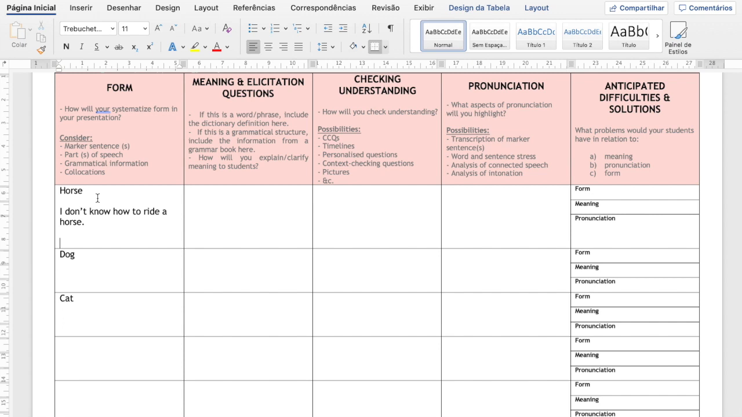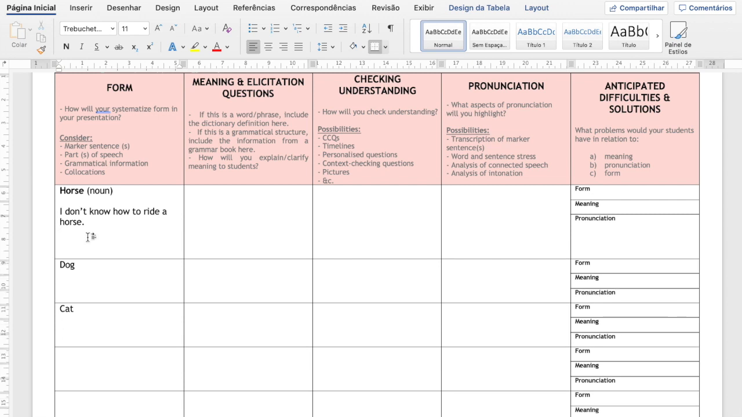Of course, the marker sentences have to be related to the target of the lesson. Part of speech, horse is a noun. Grammatical information. In this case, there isn't much to say because we aren't analyzing any structure. Collocations wouldn't be much relevant here, but we can have things like ride a horse. And then the same thing happens with dog. Have a look at the examples of language analysis sheets that you will receive with the email containing this video.